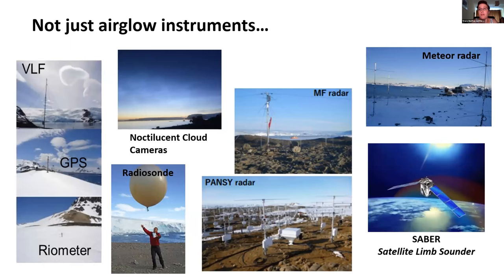But it's now not just airglows. When we first started ANGWIN, it was mainly just airglow-based. But now we've got scientists joining us who use all different ranges of instrumentation. So we've got things like VLF, GPS, riometers, which are all looking more at the ionospheric side of the atmosphere, higher up in the atmosphere. You've got noctilucent cloud cameras, you've got MF radars, meteor radars, which are these ground-based instruments. They're looking in the middle atmosphere. And noctilucent clouds are very, very cold ice crystal clouds up in the mesosphere.